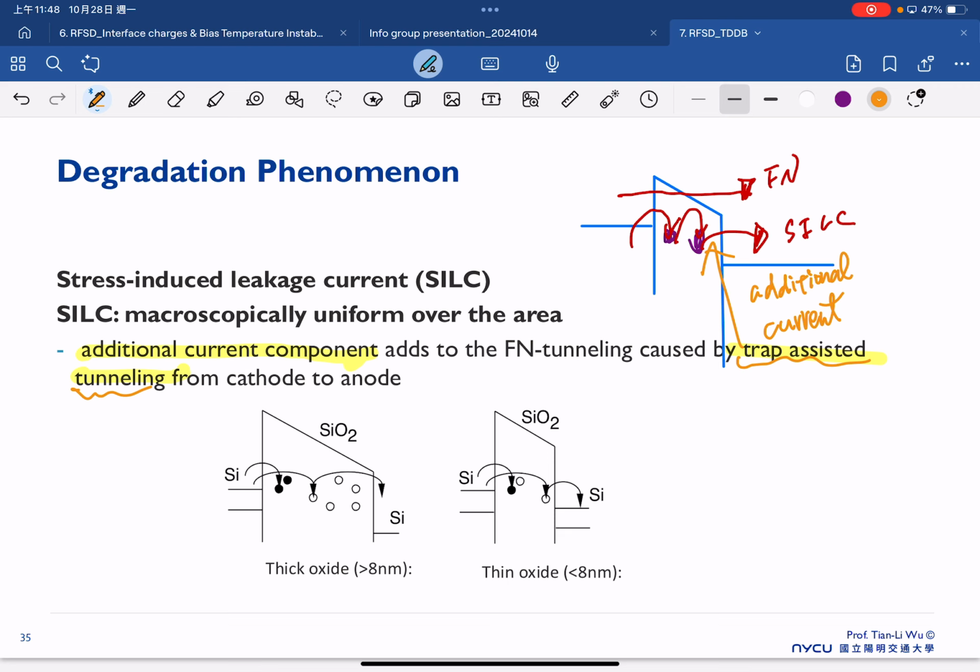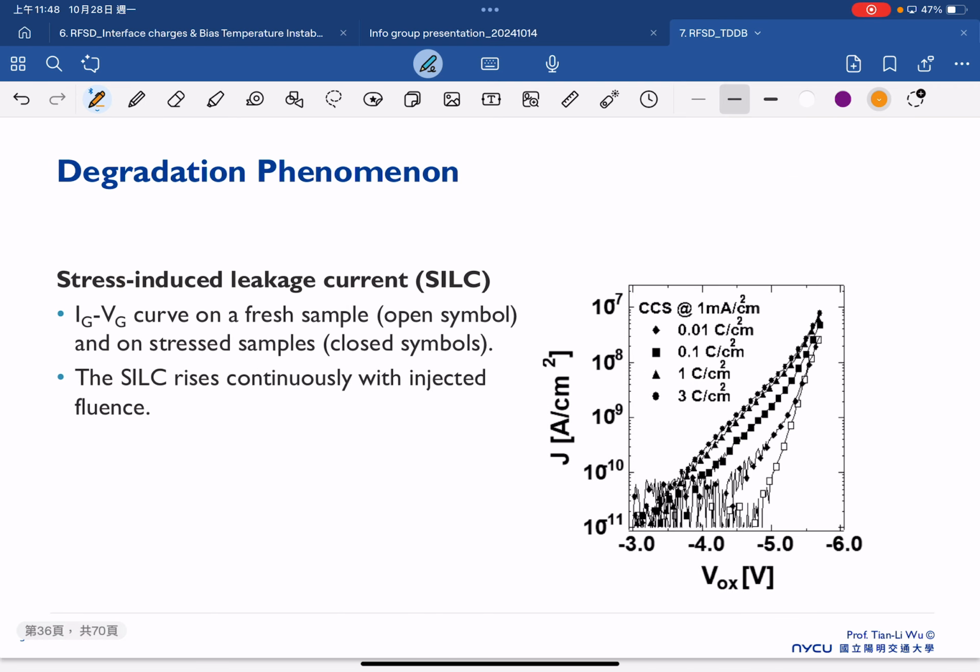So here is some of the example. You can see this is during the constant current stress with a different level. And after stress, we measure the IG, VG again. And this is a fresh. And this is SILC. Because after each stress, you measure the IG, VG again, you see the current increase. So that's due to the SILC. The SILC rises continuously with injector fluence here.